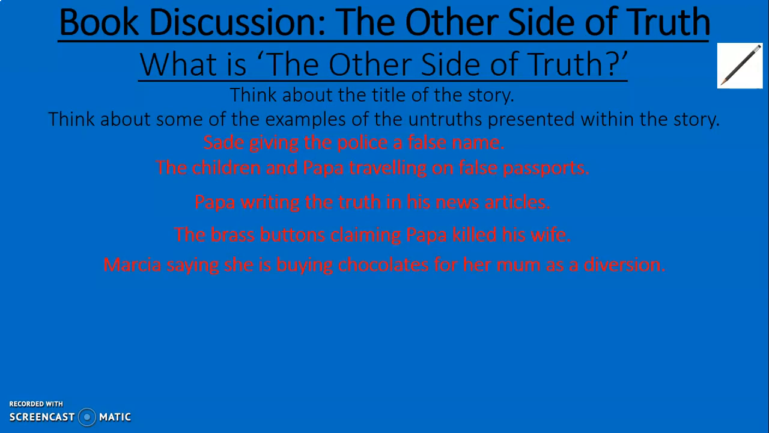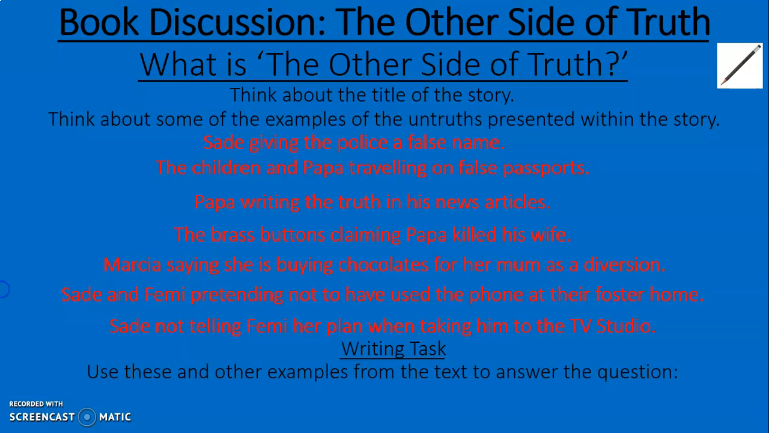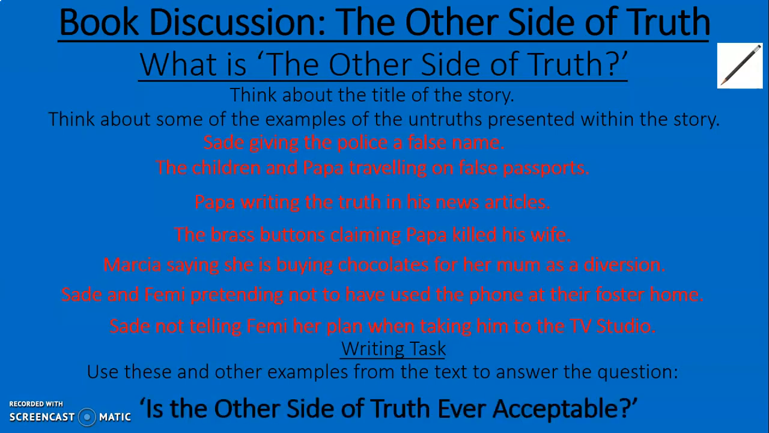Marcia saying she is buying chocolates for her mum as a diversion. Sade and Femi pretending not to have used the phone at their foster home. Sade not telling Femi her plan when taking him to the TV studio. For the writing task, I'd like you to use those or other examples you remember from the text to answer the following question. Is the other side of truth ever acceptable?